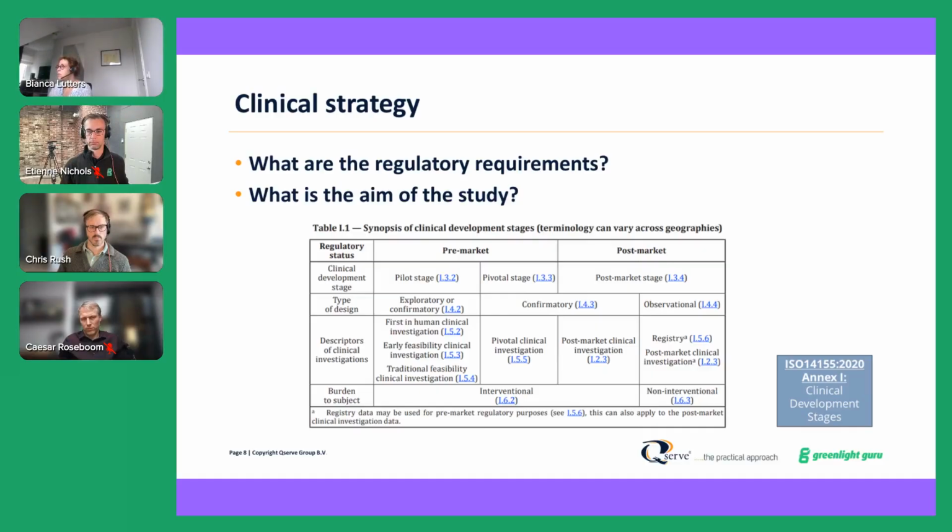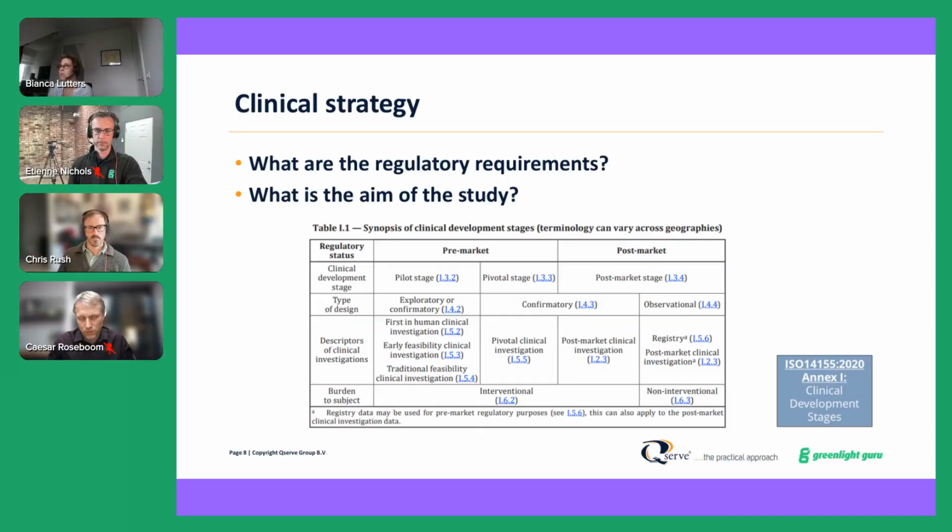That all determines what you are going to use as input for your study. For a first-in-human study, statistics are less important than when we are looking at a pivotal study, where you need to have a statistically justified sample size to ensure that you really have a scientific way to show that your device is safe and performs as intended.